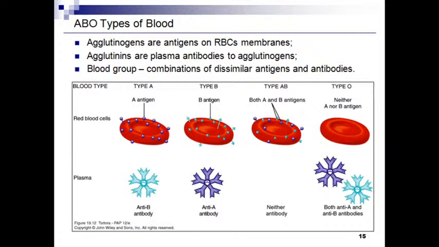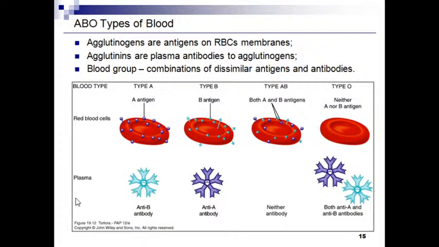What is a blood group? The blood group is a congenital combination of agglutinogens, or antigens, on RBC membranes and the presence of agglutinins in the plasma of the same patient. Blood group is a combination of dissimilar antigens and antibodies. For example, we have red blood cells and we have plasma. In this case, we should type the erythrocytes, we should discover the antigen sets on them.